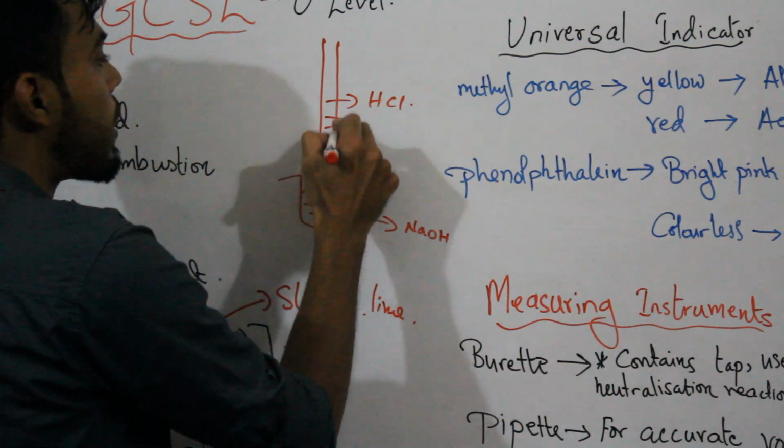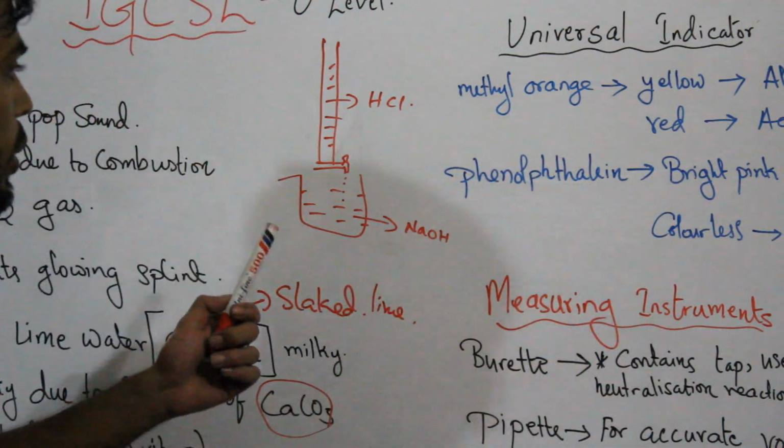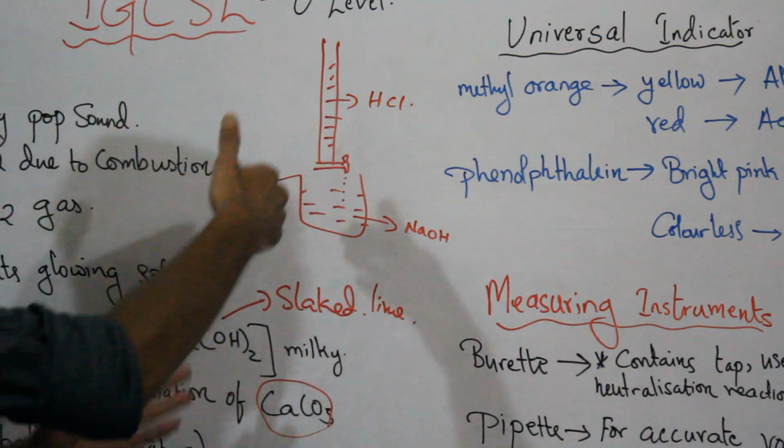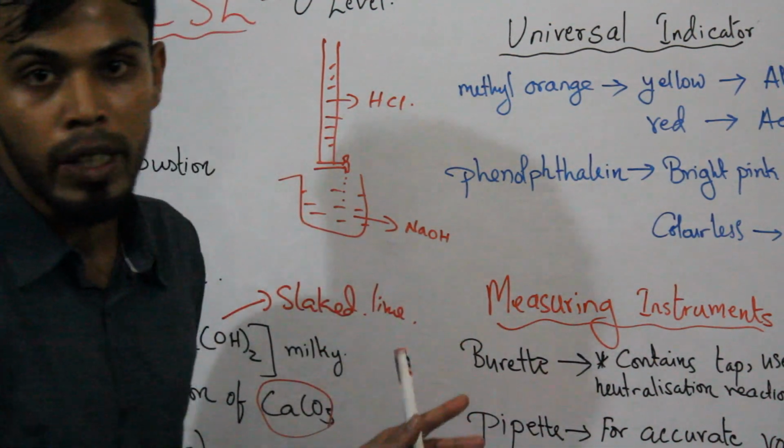The use of what? Burette is so that you can add drop by drop. It's basically used for drop by drop. Acid so that the acid falls drop by drop into the NaOH. That is the use of basically a burette.